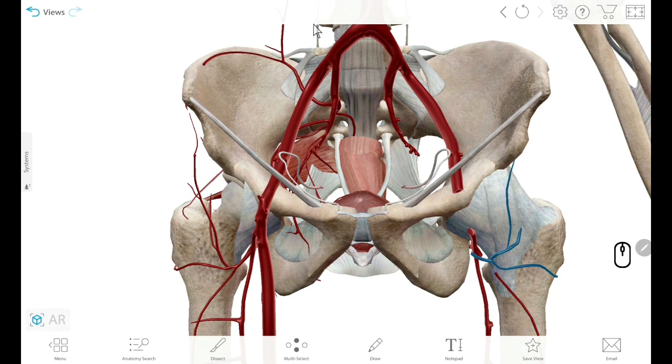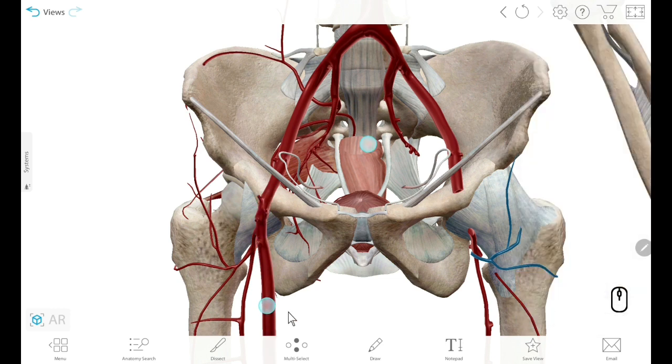Now the external iliac artery over here, when it crosses the inguinal ligament, which extends from the anterior superior iliac spine to the pubic tubercle. So after the external iliac artery has crossed the inguinal ligament, it comes to be known as the femoral artery. So this is the femoral artery.